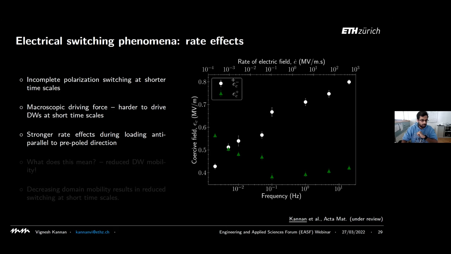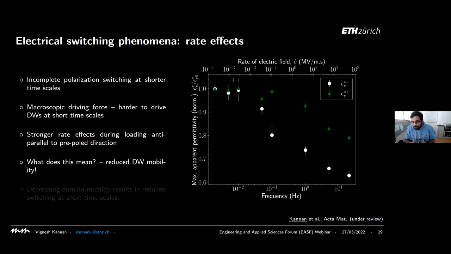So if I actually plot the maximum apparent permittivity, right, that would be the peak of these curves as a function of rate. What this tells us is what we've been talking about all this time. Initially, you have a fairly constant apparent permittivity. So the mobility of switching does not change that much at very low frequencies. But as you increase the frequency, you have a significant drop in the maximum apparent permittivity, which means that it becomes much harder to drive domain walls at higher frequencies, right? So you have a drop of about 40% in the maximum apparent permittivity.